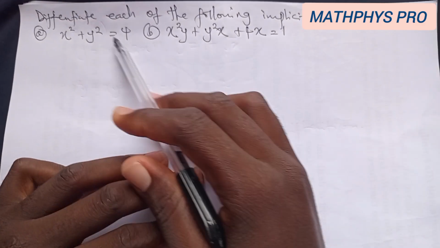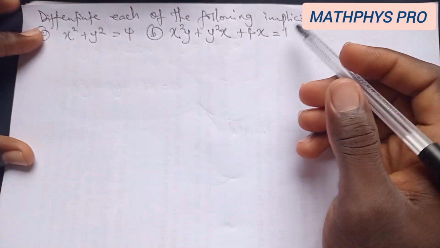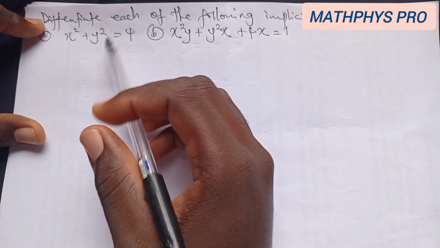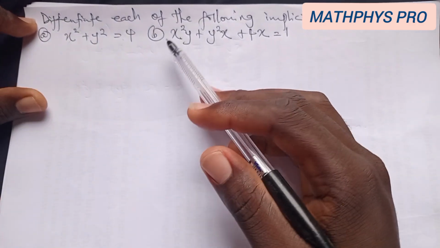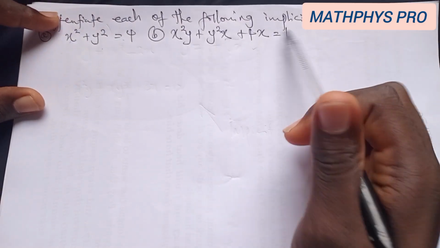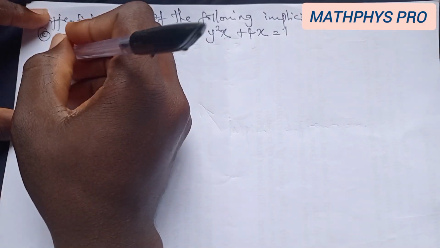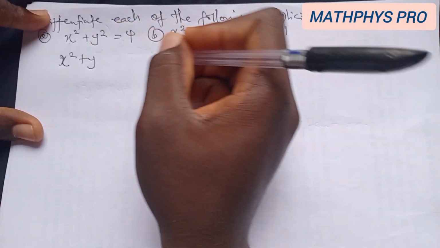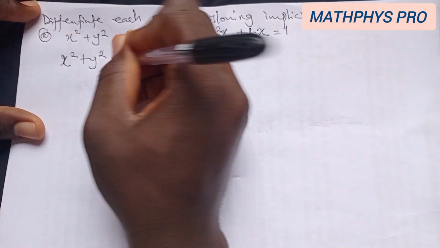The question says differentiate each of the following implicitly. The first question, x squared plus y squared equals 4. And the next question, x squared y plus y squared x plus 4x equals 1. Differentiate both implicitly. Starting with the first question, x squared plus y squared equals 4.